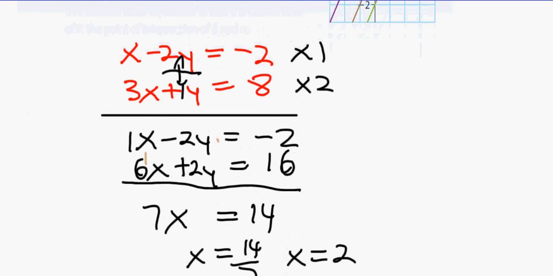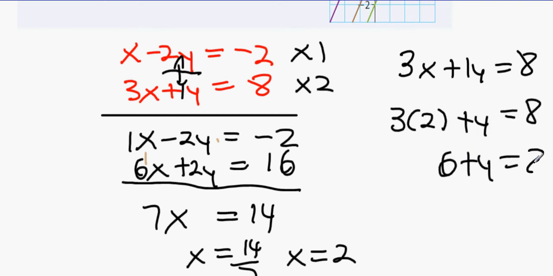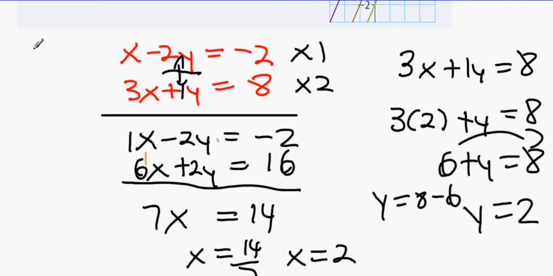Now that we know that answer, what we've got to do next is put this answer into one of the original equations. So we could use 3x plus 1y equals 8. This means that 3 times 2 plus y equals 8. 6 plus y equals 8. Therefore y must be 2. Or y equals 8 minus 6, which gets you 2, because you're moving the 6 over to the other side.